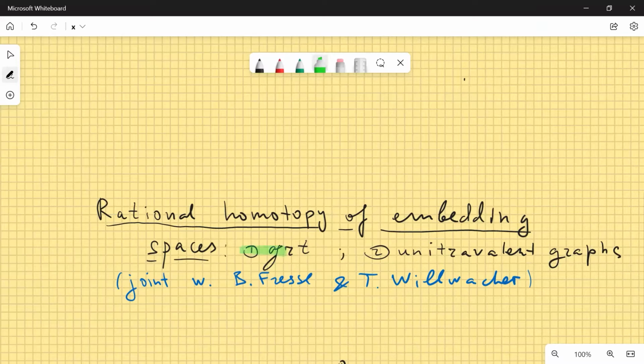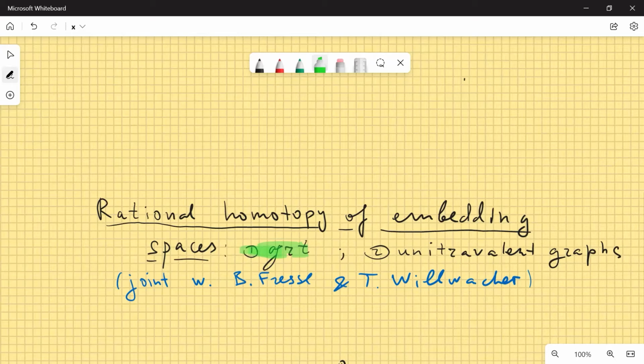So the first story is about this Grothendieck-Teichmüller algebra, how it appears as a summand in the rational homotopy of long embedding spaces. Somehow I found that it's a conference which has GRT in the title, so I also thought that I would speak about this. It's a rather short story.